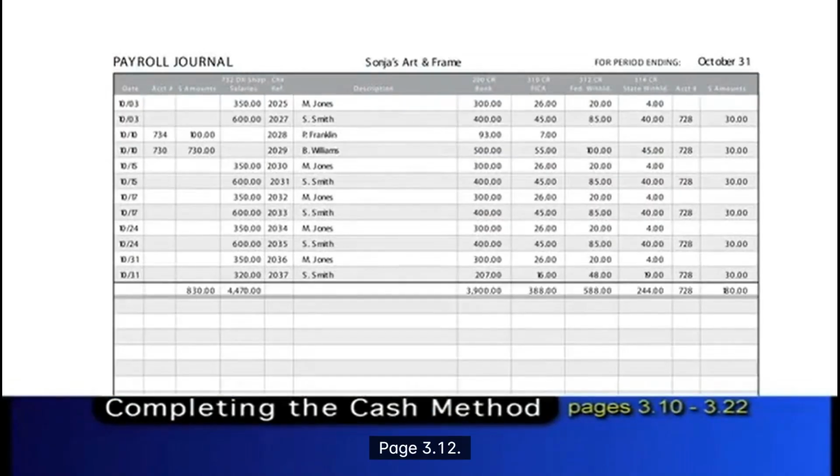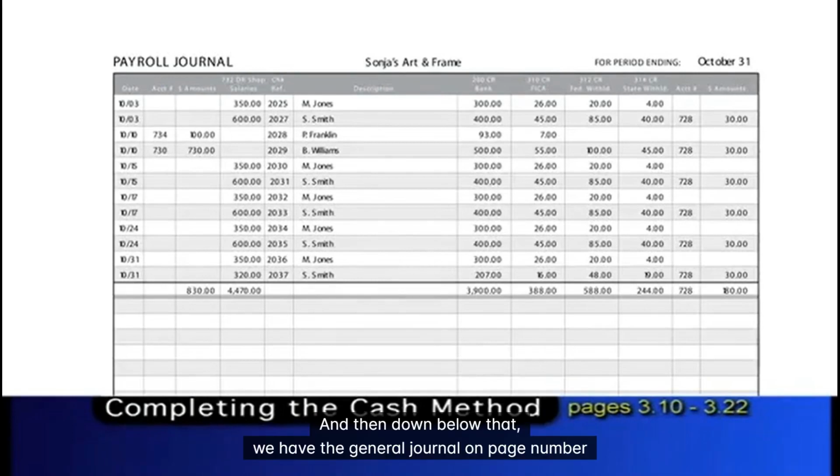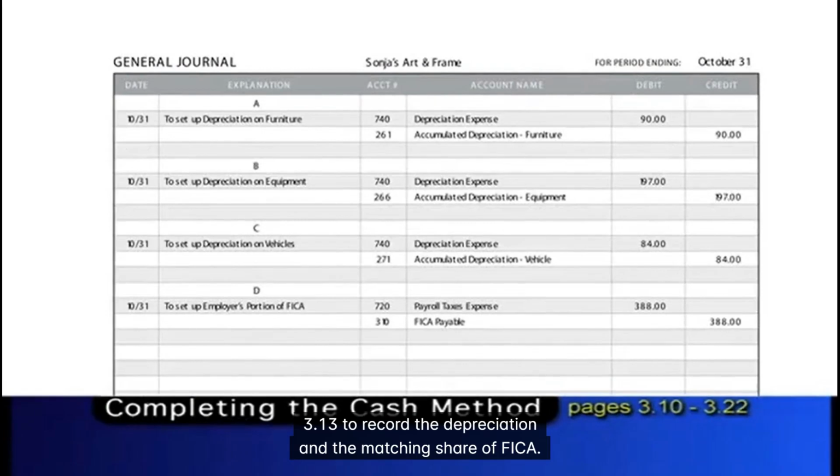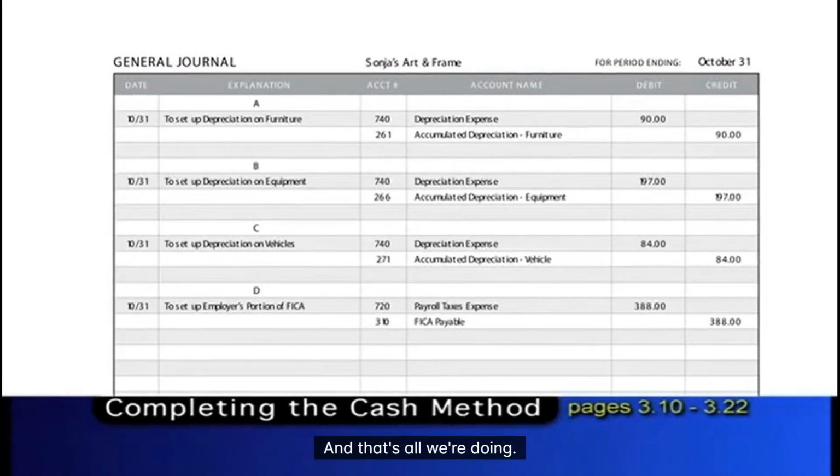Page 312. We've got the payroll journal. No different. We're just recording the checks for payroll. Do you follow that? And then down below that, we have the general journal on page number 313 to record the depreciation and the matching share of FICA. And that's all we're doing. And under the cash system, we're done. Okay?